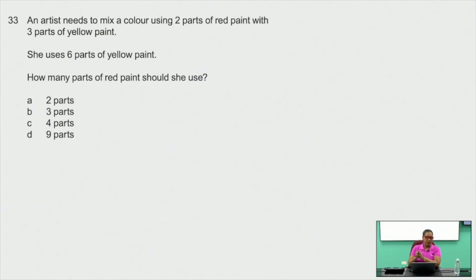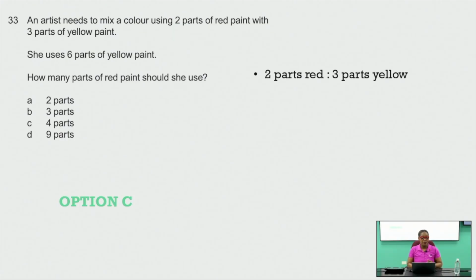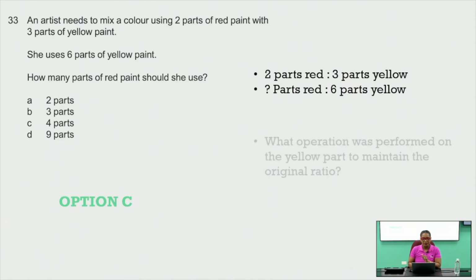We are at question 33. An artist needs to mix a color using 2 parts of red paint with 3 parts of yellow paint. She uses 6 parts of yellow paint. How many parts of red paint should she use? All right, so you see it's option C, but let's explain why it's option C. 2 parts red, 3 parts yellow. So we don't know how many parts red was used, but we know that they used 6 parts yellow.